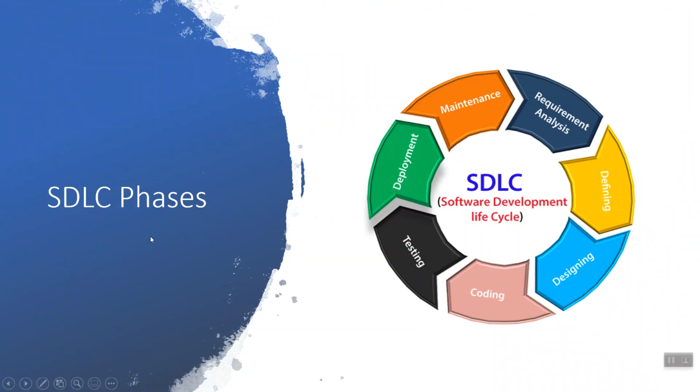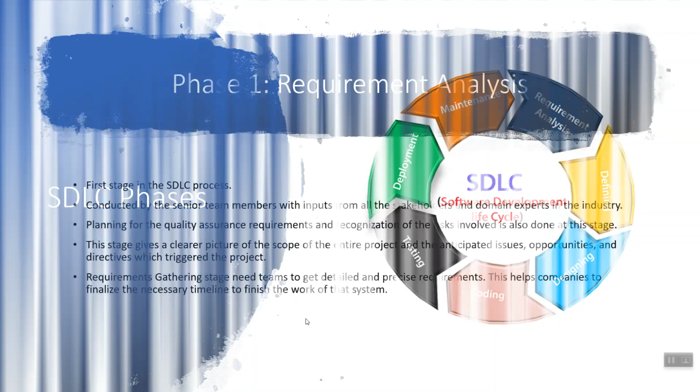The next one is software development lifecycle phases. There are 7 different phases of software development lifecycles. The lifecycle starts from requirement phase and ends with maintenance. So the 7 different phases are requirement analysis, then the second one is defining, designing, coding, testing, deployment, and the last one is maintenance. So we will see one by one these 7 different phases of software development life cycle.